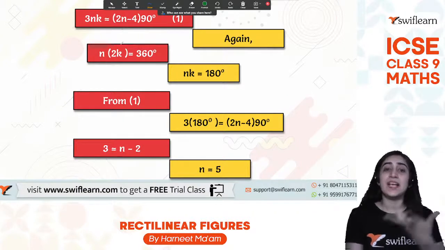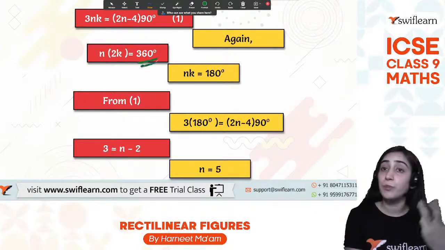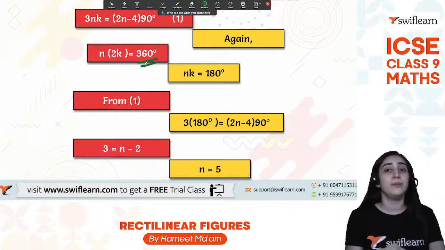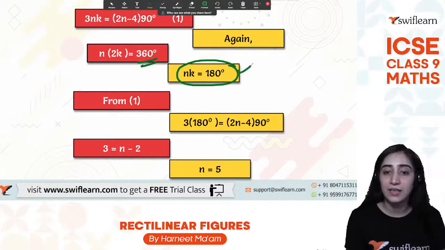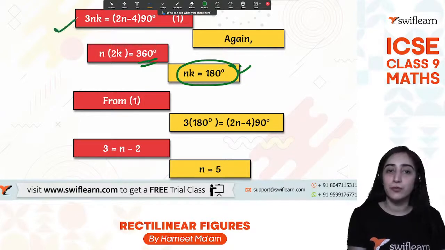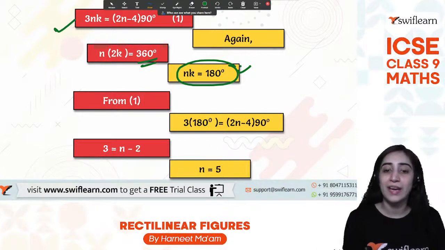The second one says the sum of the exterior angles, how much is it? 360. We always know this, so n into 2k will be 360 degrees. I got the value of nk, that is n into k, as 180 degrees. Let me substitute this value in the first one. I get the value of n, that is 5.